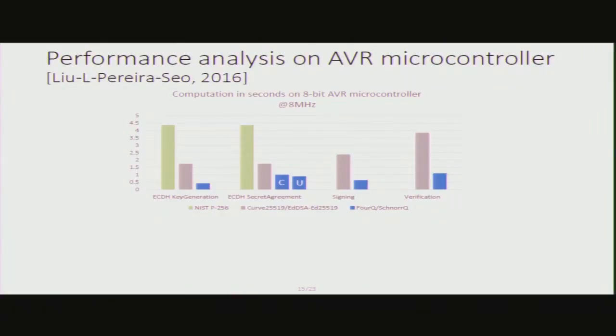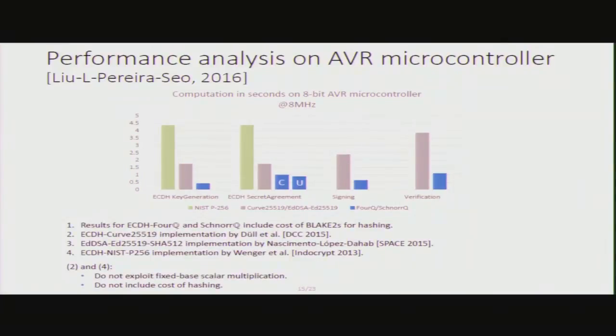These are in terms of seconds on this 8-bit AVR microcontroller. These are more details about the implementation that are compared. Basically, one thing that I want to point out is that, for example, you can see here a very, very huge speed up in the case of key generation. That's because the state-of-the-art implementations of these other curves don't support fixed base scalar multiplication. So that shows how much improvement you can get if you exploit pre-computed tables, as we do.